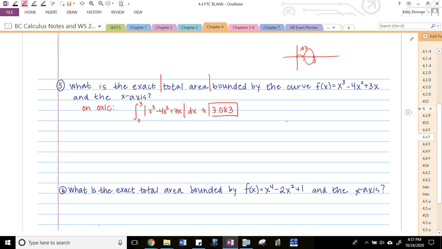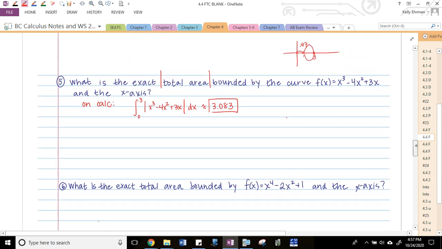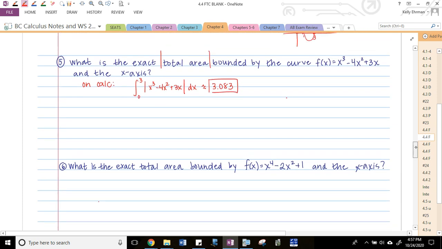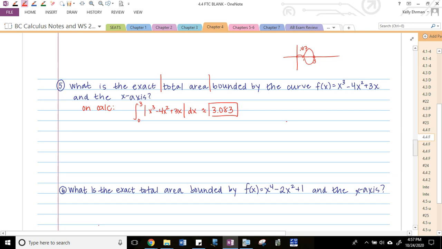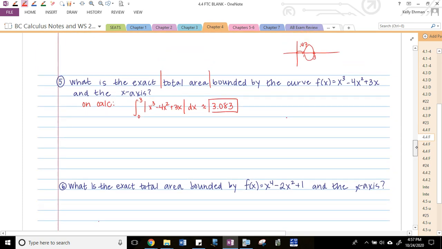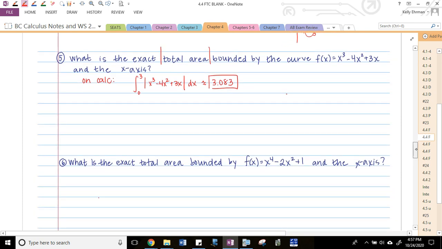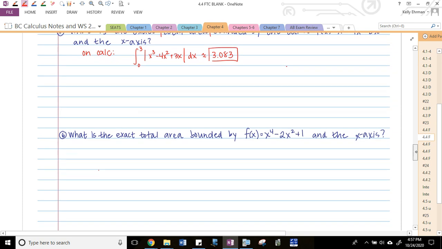Now, if it's not a calculator problem, we're going to do the next one non-calculator, then we need to graph the equation and force negative areas to be positive just using subtraction signs. So what am I talking about?